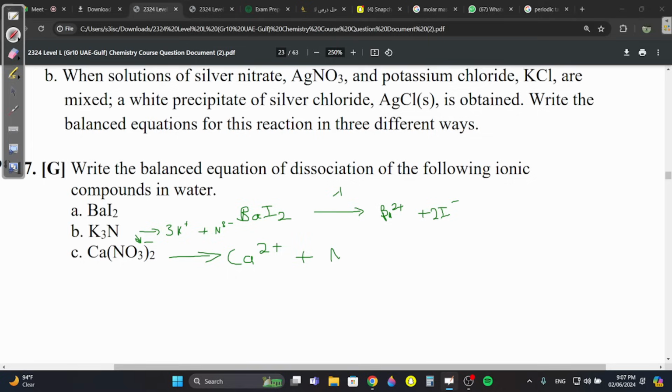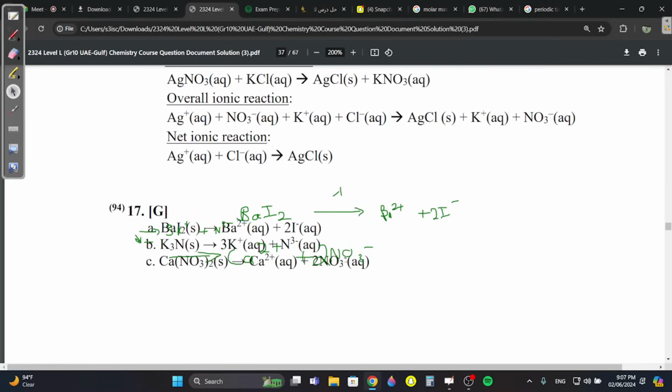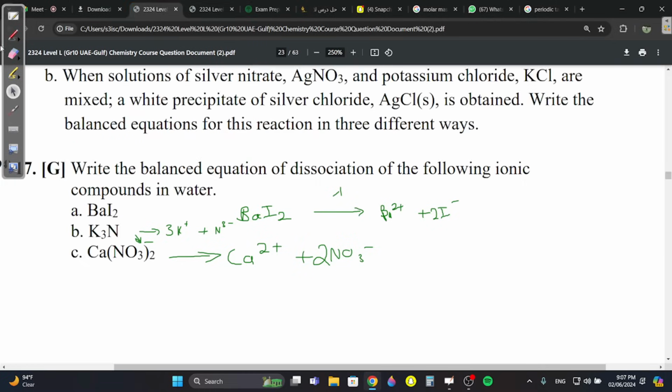It's NO3 minus. Then to balance it, since you have 2 here, you don't put a 2 down here. No. You always balance by putting a coefficient. And is that correct? Yeah. And by the way, if you didn't know, but you know calcium is 2 plus.